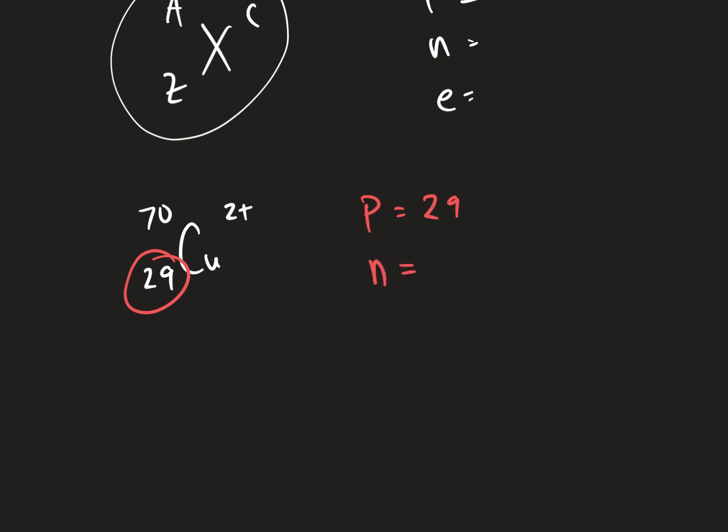Number of neutrons, how do we figure number of neutrons? 70 minus 29 gives us the number of neutrons, which is 41. And electrons, are there 2 of them? 27. What does this tell us? Two fewer electrons than there are protons. It's 2 plus. That means there's more positives, right? 2 more protons. So this number's 2 bigger than this number. So 27, that's correct. Are we good?